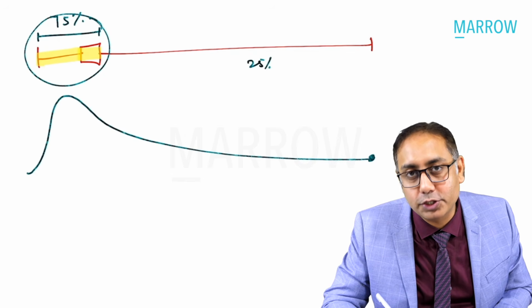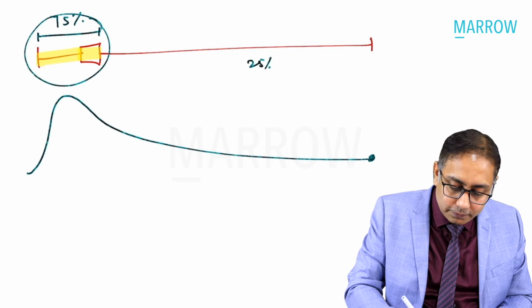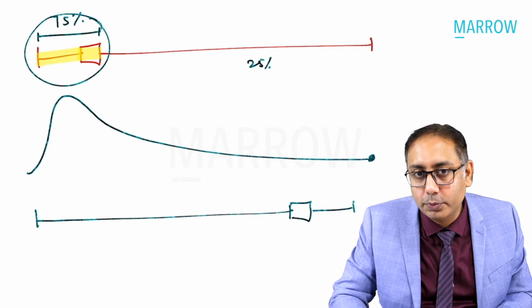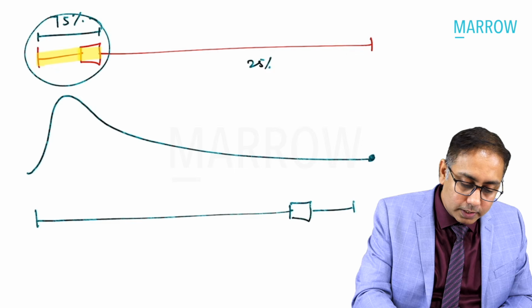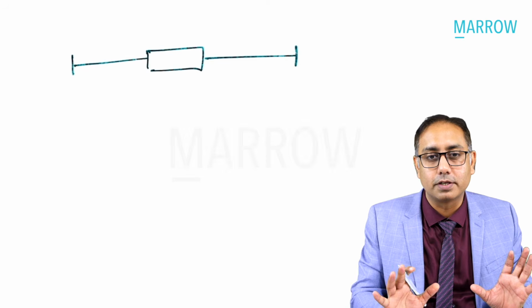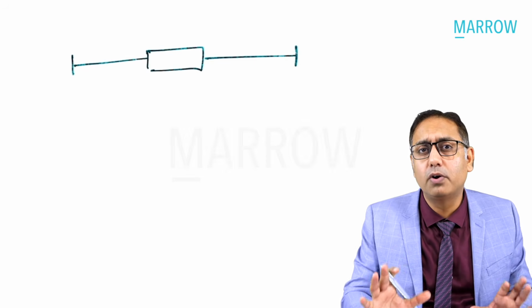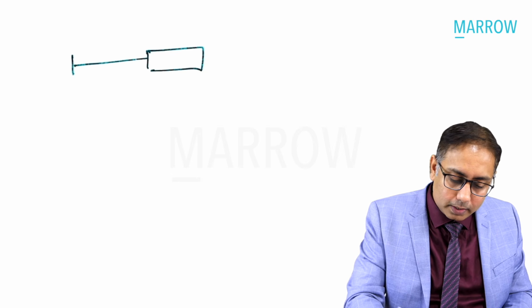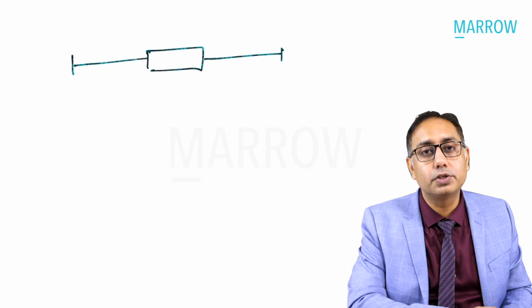Absolutely, this is a skew. If the box and whisker is something like this, again, this is a skew. If the box and whisker is something like this, that means this is a normal box and whisker. So the data is kind of normally distributed. Of course, this might be a little bit longer, but this is a normal distribution of the data.